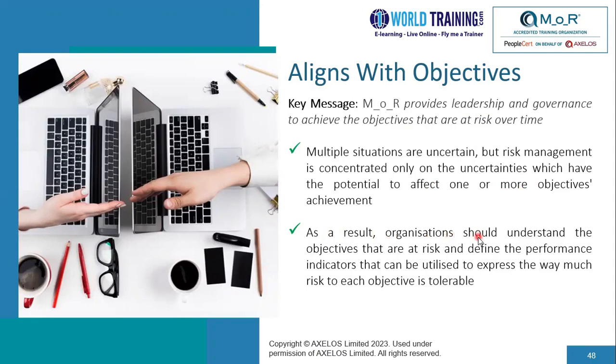As a result, organizations should understand the objectives that are at risk and define the performance indicators that can be utilized to express how much risk to that objective is tolerable. Let's say the objective of a particular project that we are working on is to reduce patient harm. Now, how much harm to the patient is tolerable? Let's say we have zero tolerance towards any injuries or harm to patients, and therefore every risk that would impact patient harm would be considered a very high risk. So we need to align the risk to the objectives of the project or the program or the perspective that we are working in.